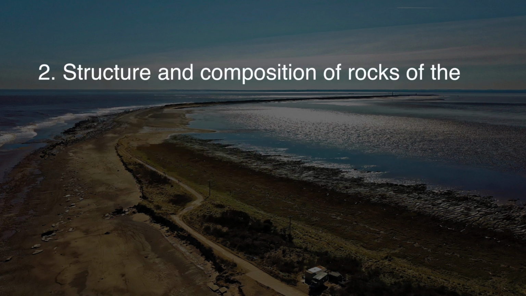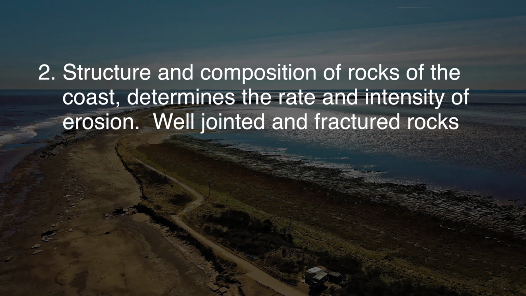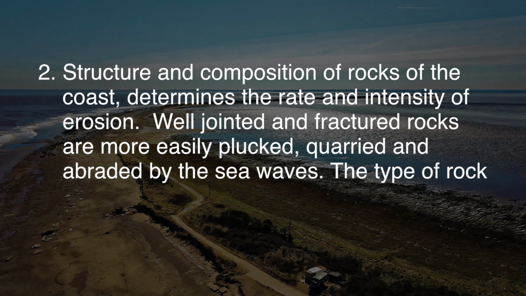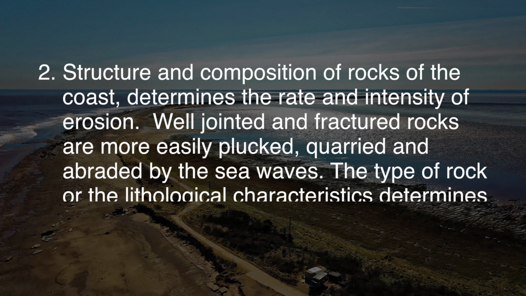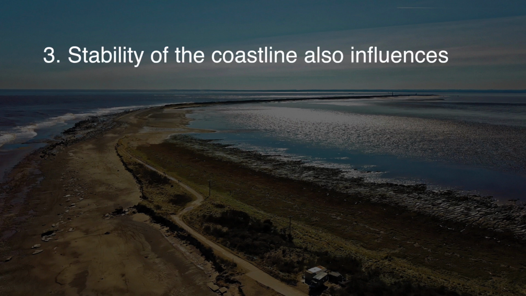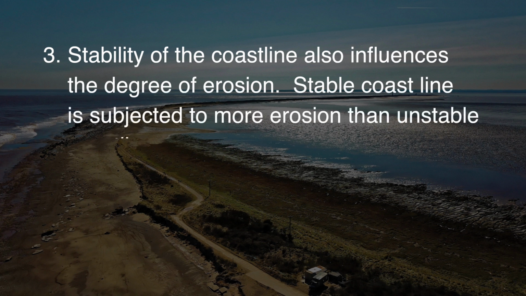Secondly, the structure and composition of the rocks of the coast determine the rate and intensity of erosion. Well jointed, fractured rocks are more plucked, quarried and abraded by the sea waves. The type of rock or the lithological characteristic determines the nature of erosion. Thirdly, stability of the coastline also influences the degree of erosion. A stable coastline is subjected to more erosion than an unstable coastline.